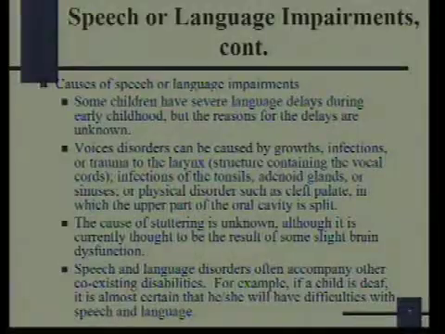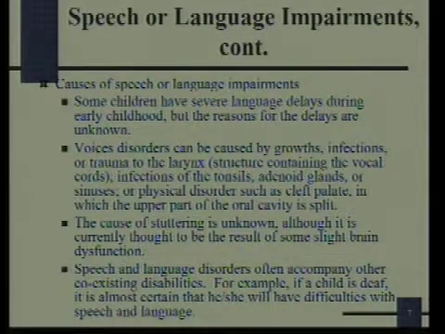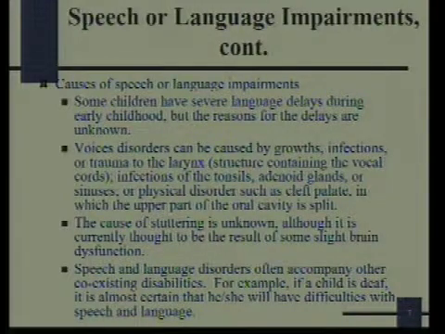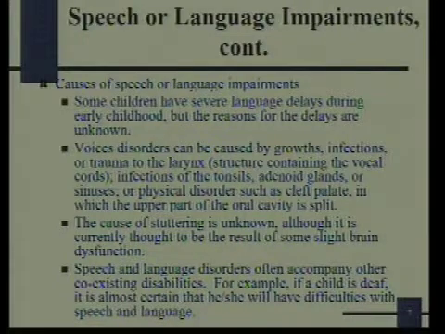So the advances in treating stuttering are very important. Speech and language disorders often accompany other disabilities. One of the things that we know is that if a youngster is deaf, it's almost inevitable that they will have difficulties with speech and language. Why would that be? They can't hear the language.